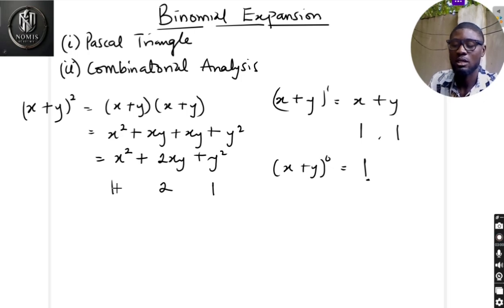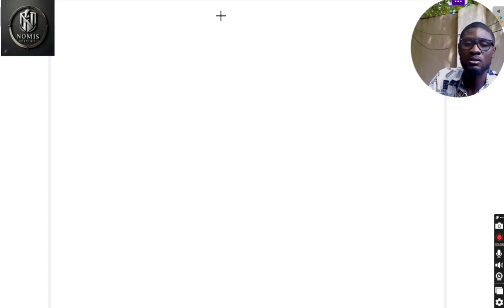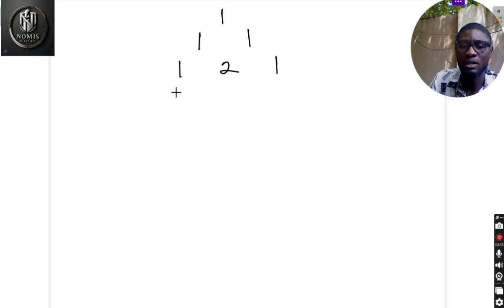Let's see what we can do with Pascal triangle. Pascal triangle says 1 is the coefficient first, then we have 1, 1, then 1, 2, 1. Then it studied the pattern: there is always a 1 at the beginning. 1 plus 2, 3. 2 plus 1, 3. And lastly, we should have 1. 1 must start from the beginning. 1 plus 3, 4. 3 plus 3, 6. 3 plus 1, 4. And then 1 ends it.